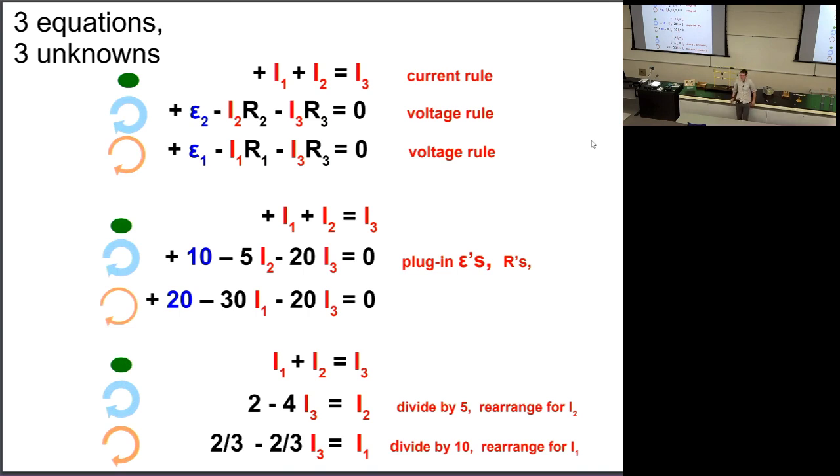This slide, again packed with information, is just me taking those three equations that we just made, which I've reproduced at the top. I plug in the values of the resistances for R1, R2, R3, and the values of the EMFs for the two batteries, epsilon 1 and epsilon 2, and then I just divide through by common factors down here.